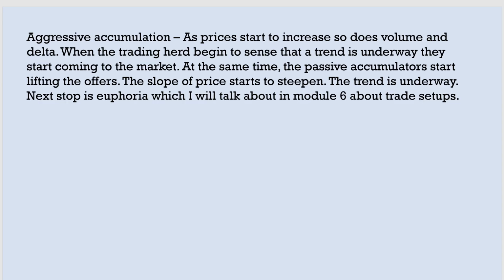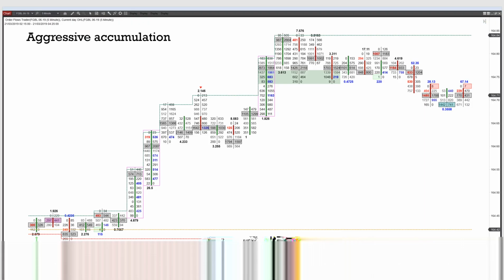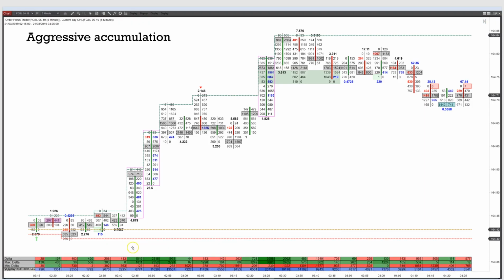So let's take a look at the charts, see how it looks. So aggressive accumulation, buying imbalances, that's aggressive accumulation. That's the sure sign of aggressive accumulation. Obviously, the positive deltas, also another sign of aggressive accumulation.